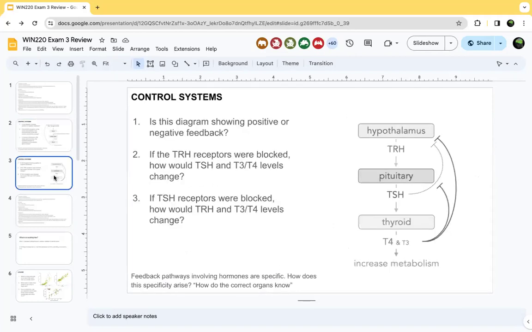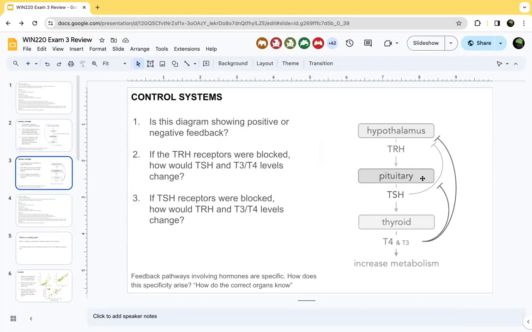Okay, so here's another example. And this is one hopefully you're all very familiar with. So you should decide, is this diagram showing positive or negative feedback? So here we have the hypothalamus releasing TRH, which stimulates the pituitary. Why? Because the pituitary has receptors for it, which causes TSH release, which then stimulates the thyroid to cause T4 and T3 release, which causes increased metabolism.